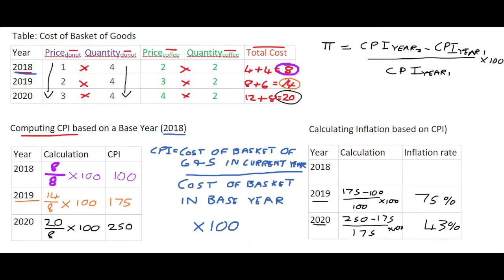So to work out inflation from a CPI, we use the current year, or year 2, minus the previous year, year 1, divided by the previous year CPI and multiply by 100. So that's how to calculate the CPI and the inflation rate from a cost of basket of goods with just prices and quantity.